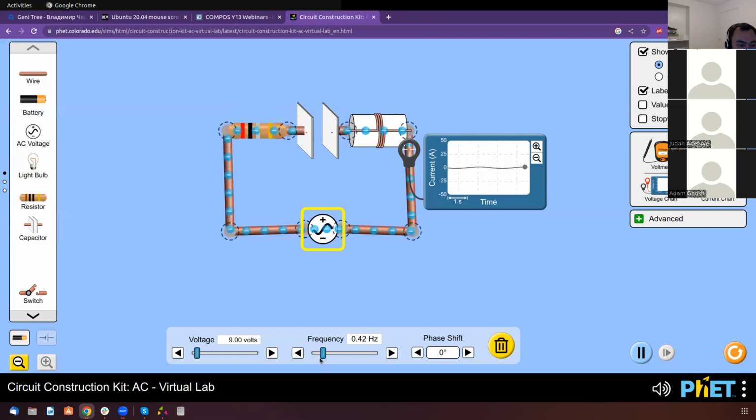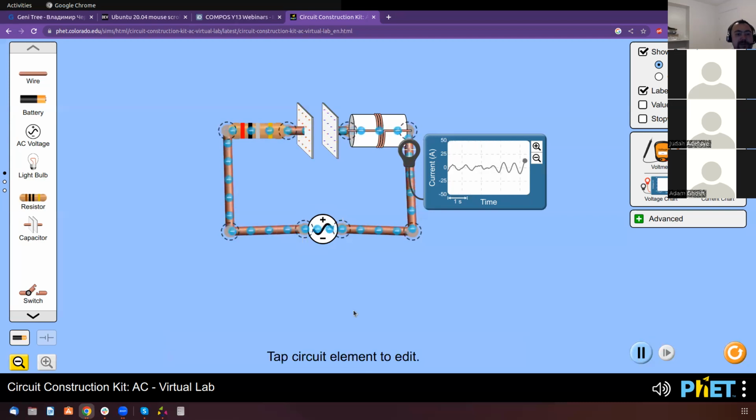Let's try higher frequency. Let's try 2 hertz. So a larger amplitude, but still nowhere near the 50. And at 1.49 hertz, so the voltage is the same, at 1.49 hertz it starts resonating.